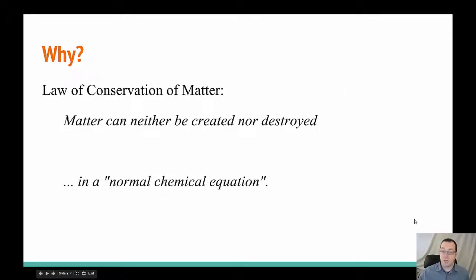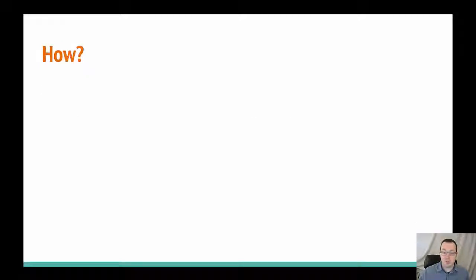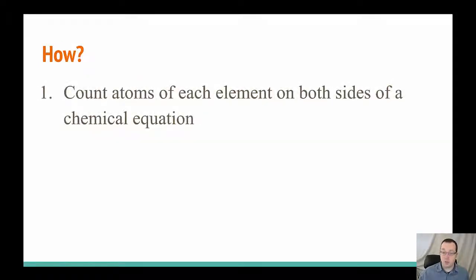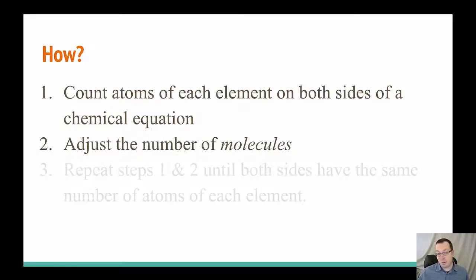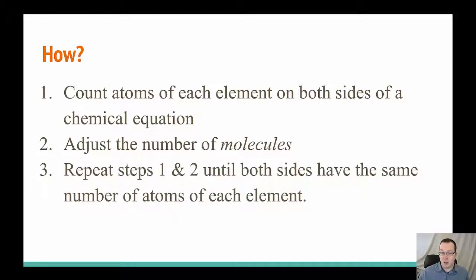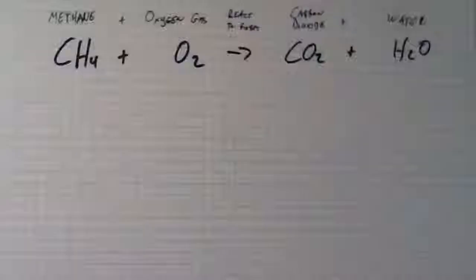So, for us, all we have to pay attention to are atoms. How do we do this? Well, we have a chemical equation, and we're going to count the number of atoms we have on both sides. Then we can adjust the number of molecules. Now that, of course, will change the number of atoms, so we have to go back and repeat this process. And we're just going to keep going through this until both sides of the equation have the same number of atoms of all elements. I'm going to switch over to the notebook, and I'll show you how it's done.